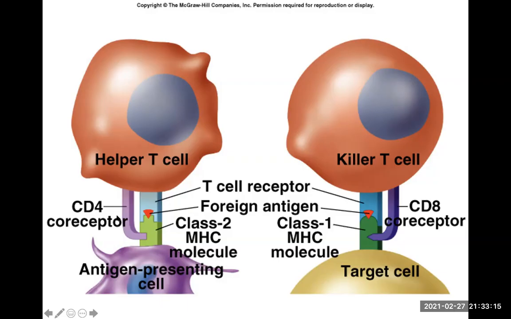MHC2 are going to be located primarily on the APCs. When these immune cells engulf and digest the antigen, they return their fragments to the MHC2. Then the helper T cell can interact with the APC on the MHC2 and secrete a cytokine. That cytokine then is going to enhance the immune system response.